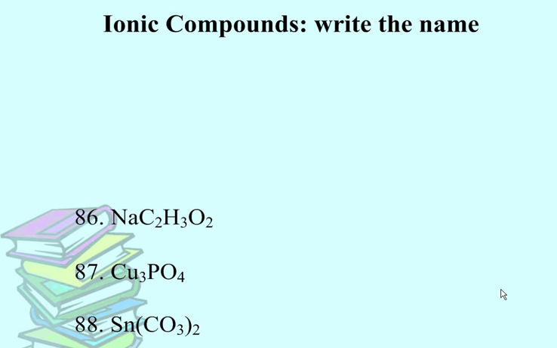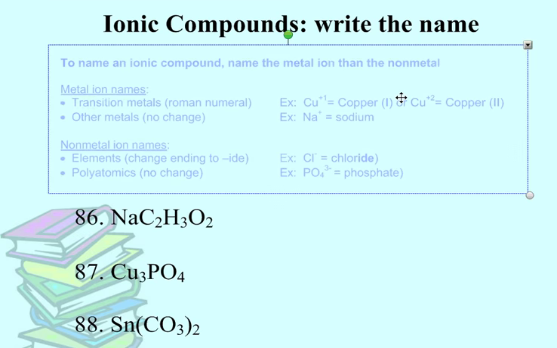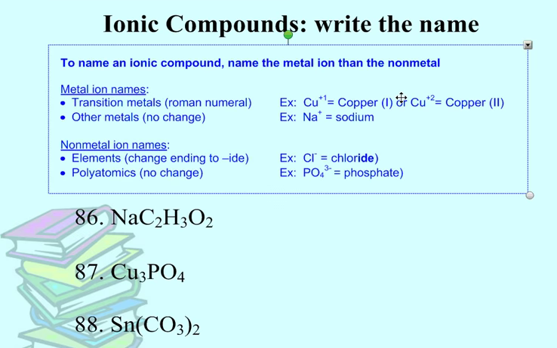Okay, ionic compounds, write the name. This is what y'all struggle with the most. So you need to know a few things before you can write the name. In order to write the name of an ionic compound, you're going to name the metal ion first, then the nonmetal ion. So how to name metal ions?